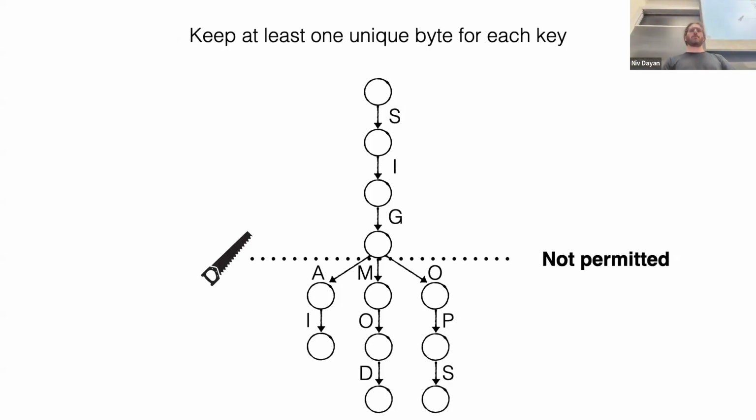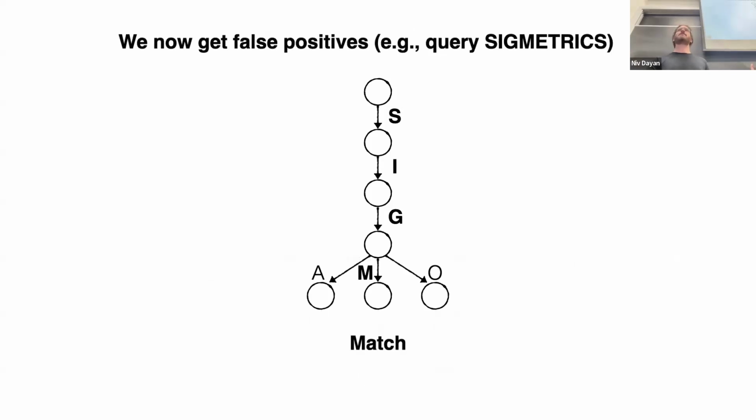Okay. So now that we're truncating the trie and the trie is becoming approximate, what does that do? Well, now we can get false positives, right? So now we're getting into filter land. For instance, suppose you're querying for the following keyword, sigmetrics. This is now going to lead to a false positive, even though this is not a key that we actually inserted, right? But it just happens to match a prefix of some existing key.